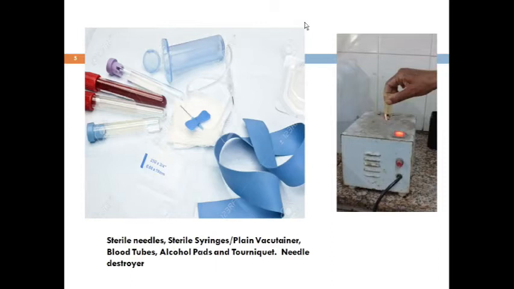There is some equipment required before sample collection, like sterile needles, vials, syringe, blood tubes, cotton swab, tourniquet, needle destroyer. These are the things we require when we collect the blood sample.